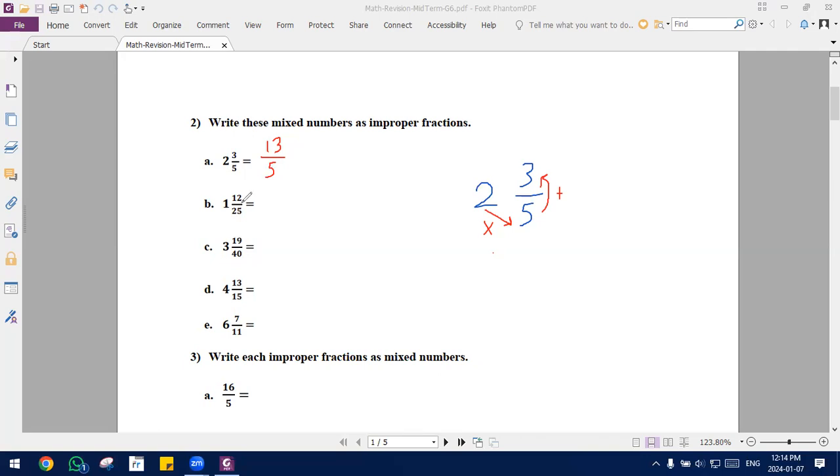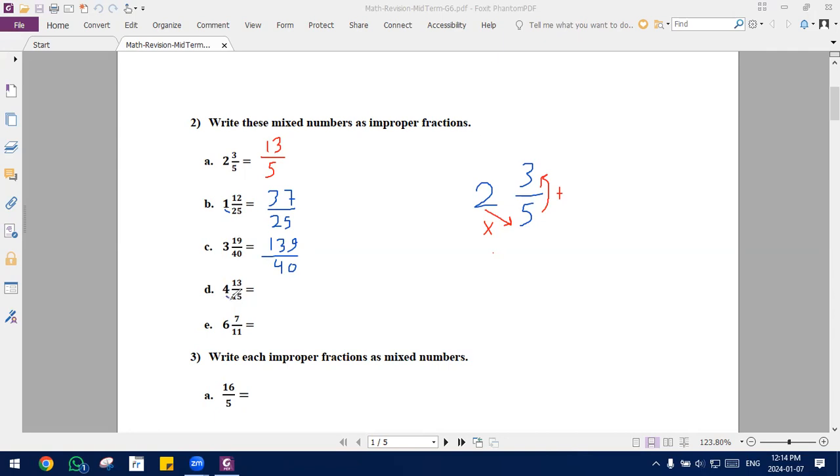Now let's do the others. We have 1 times 25 is 25. 25 plus 12, 37 over 25. Next one, 3 times 40. So 3 times 40 is 120. 120 plus 19, 139 over 40.